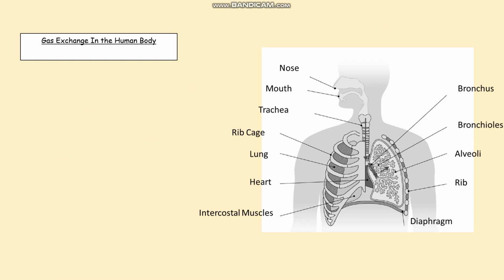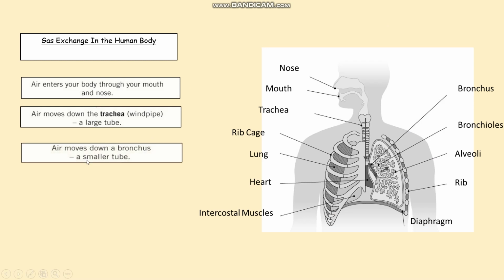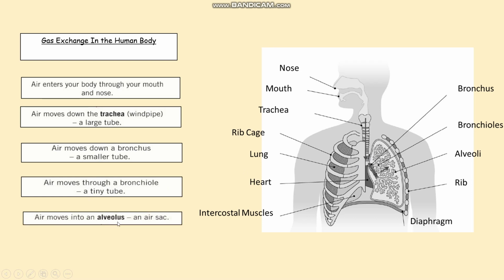Okay then, your solutions then. Gas exchange in the human body. The first step, of course, is that air enters your body through your mouth and nose. Air then moves down the trachea or windpipe, which is a large tube. Air moves down a bronchus, like say one of the two bronchi there. Air moves through a bronchiole, the tiny tubes here. And air moves into the alveolus. Alveolus is singular, alveoli is plural, which is the air sac, and that's where the gas exchange takes place. So oxygen diffuses into the blood and carbon dioxide out.